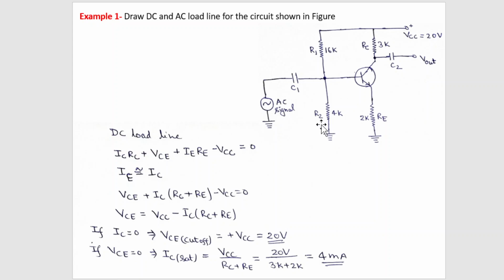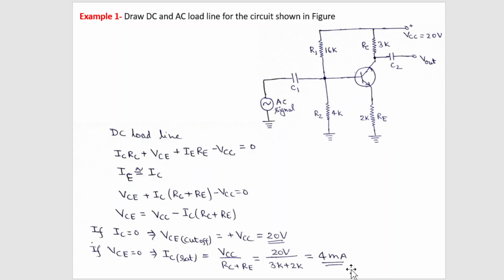Similarly, if we impose the second condition, that the collector-emitter voltage drop VCE is equal to 0 in this equation, that will give the saturation collector current. So IC saturation is equal to VCC divided by (RC plus RE), that is plus 20 volts divided by 3 kilo ohm plus 2 kilo ohm, which is 4 milliamperes.